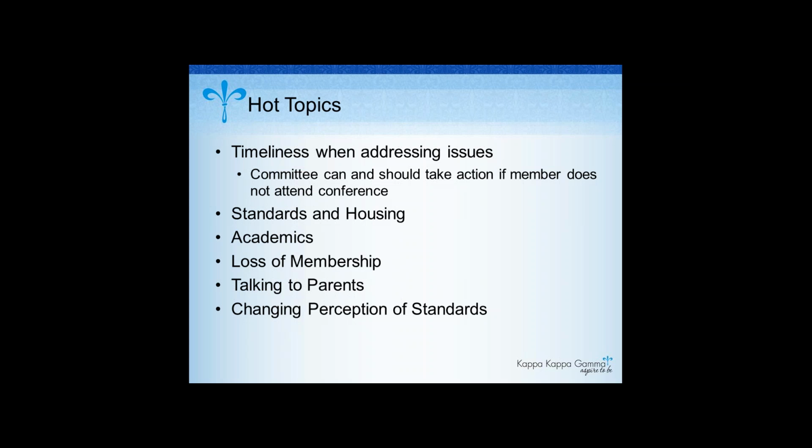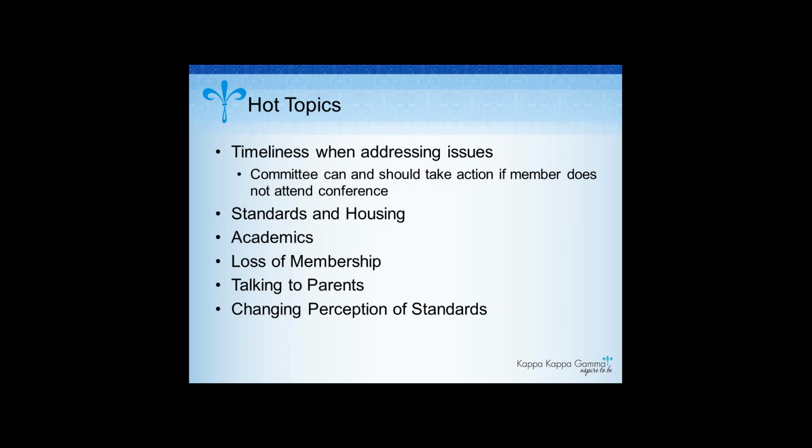If the committee feels like they need to take care of it right then and there, that member that they're calling in does not need to be present for the meeting. They can place her on probation without her being present. There's a little box in the probation form that the VPS would just need to mark saying that the member was not present for her meeting.